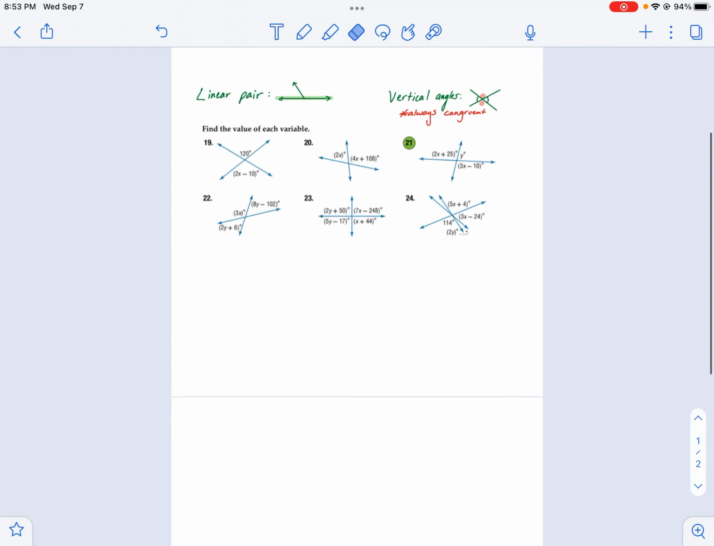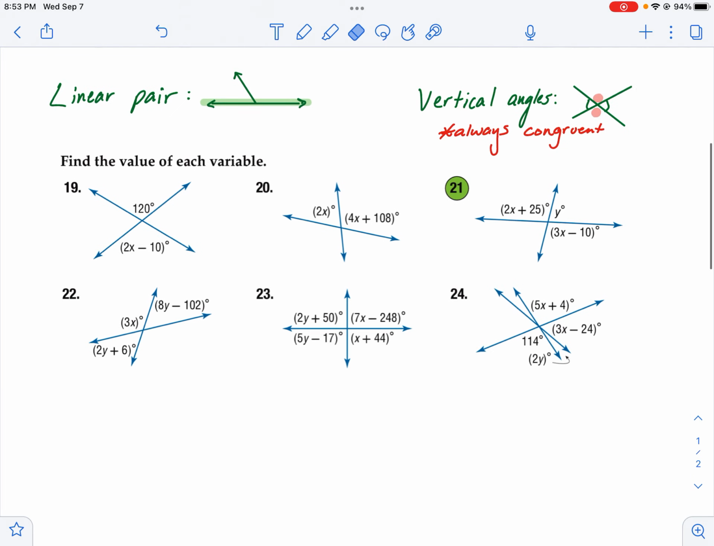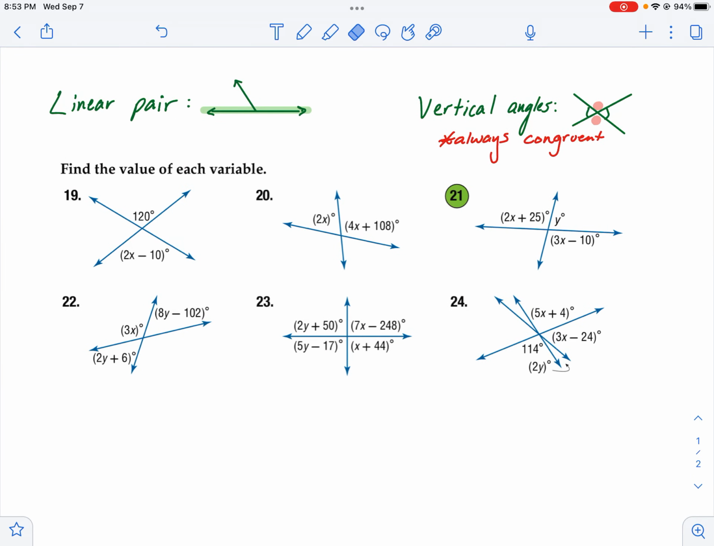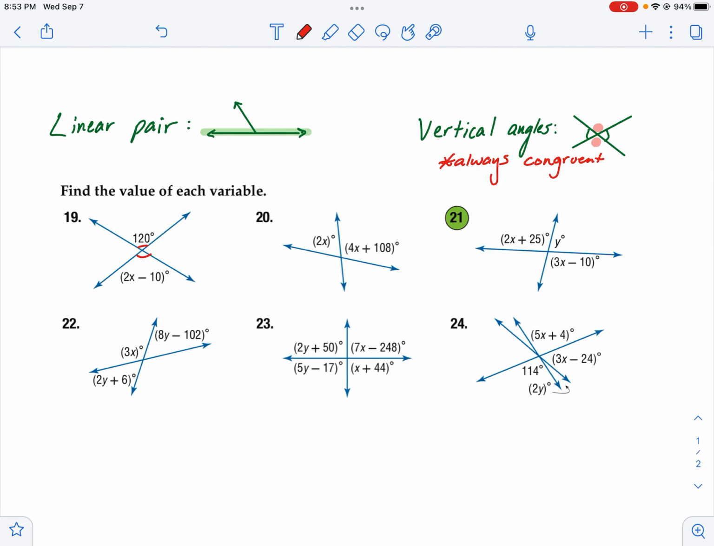All right, let me zoom back in here. So I have a pair of vertical angles. Well, what does that mean? That means that these two angles must be congruent. They must be equal. So I should set up my equation of 2x minus 10 equals 120 degrees. I'll give you some time here to solve this one on your own. Just be careful about your algebra.